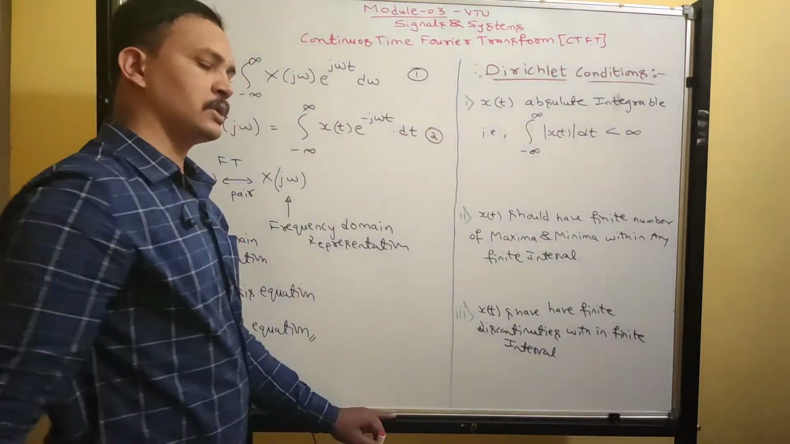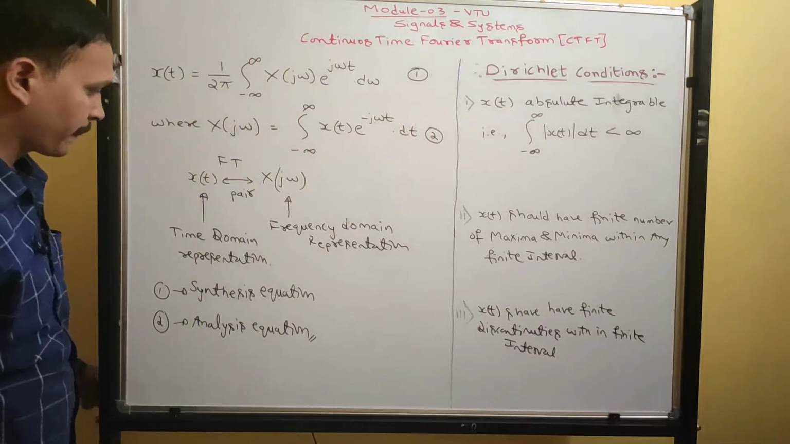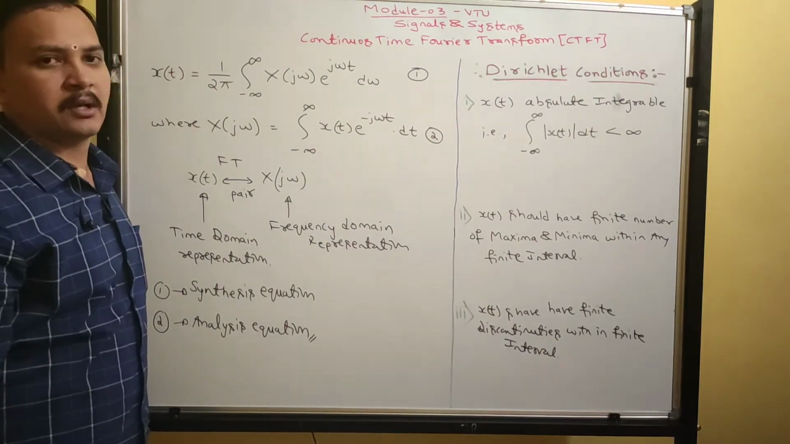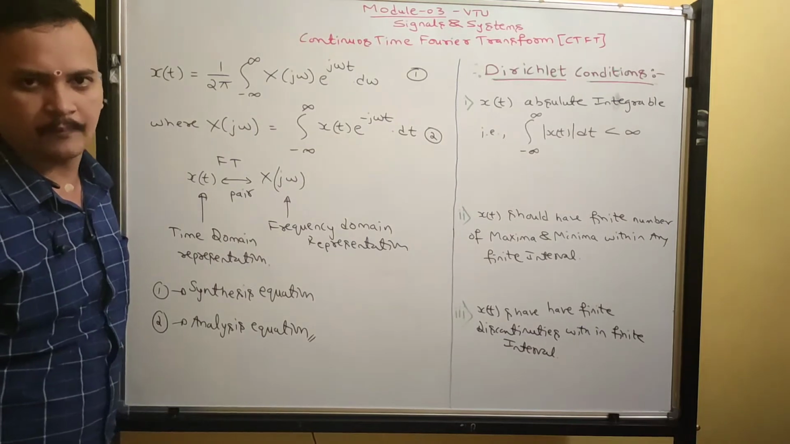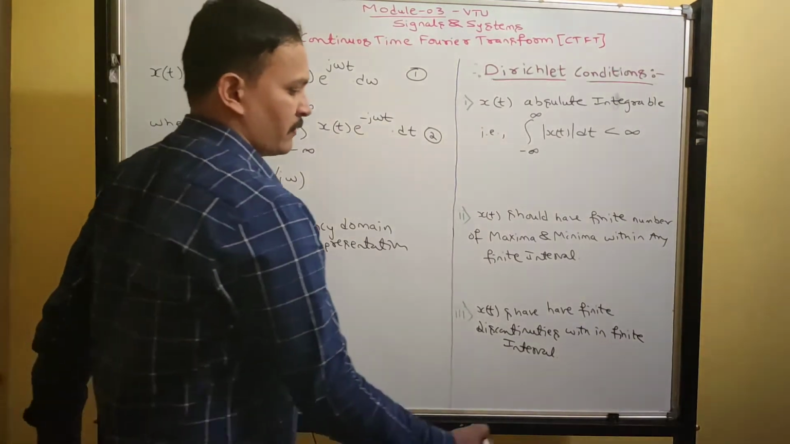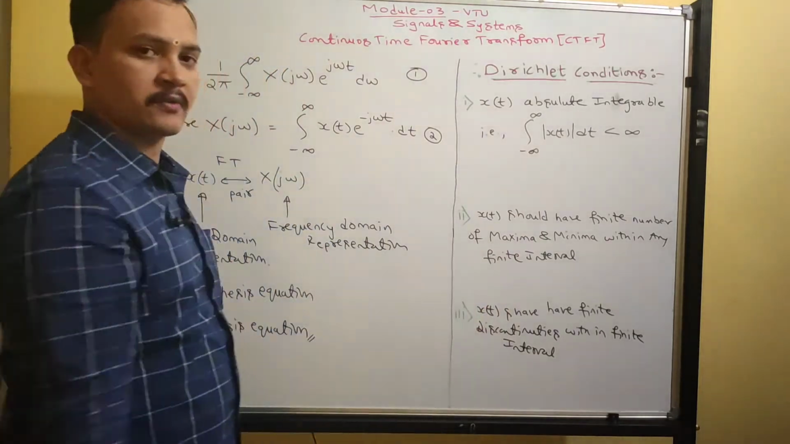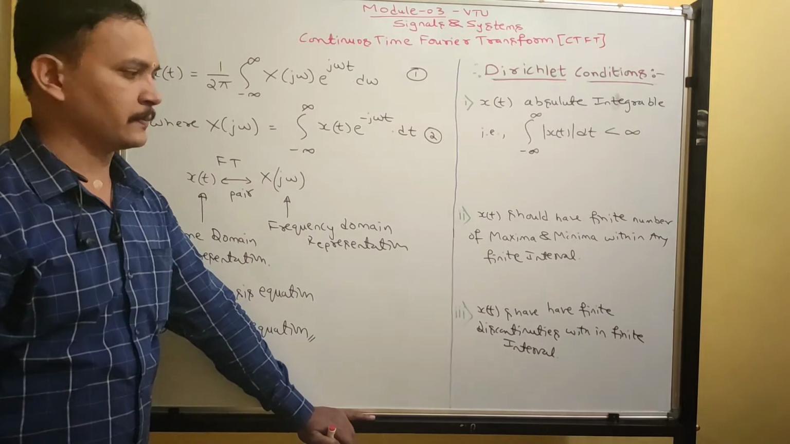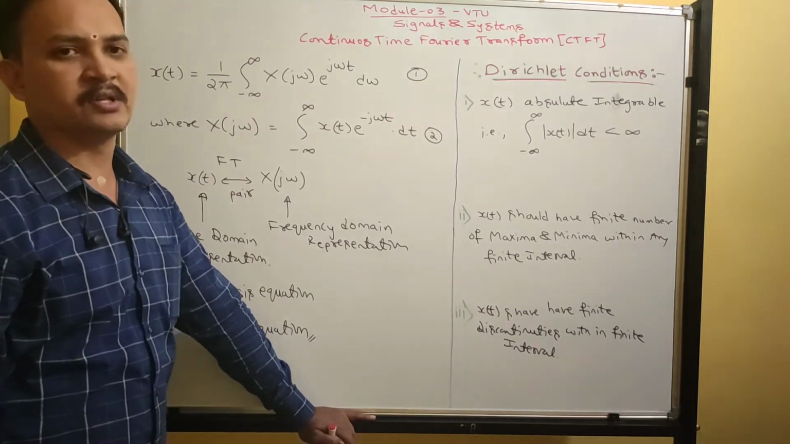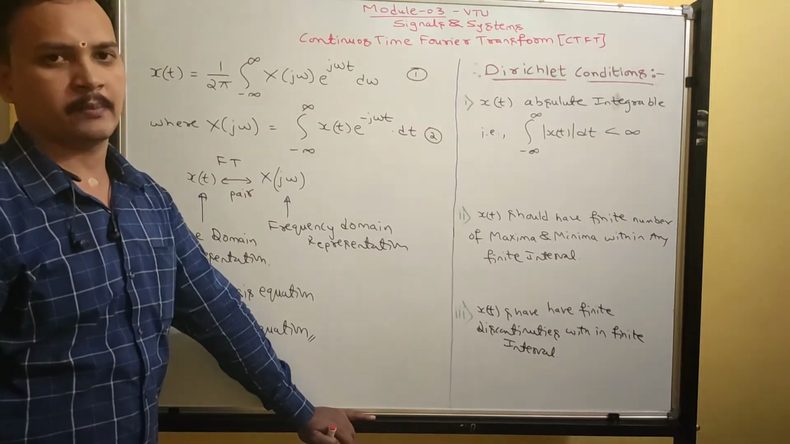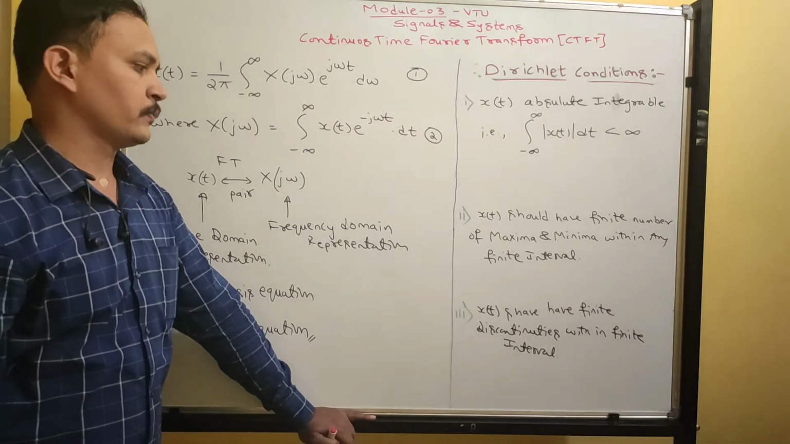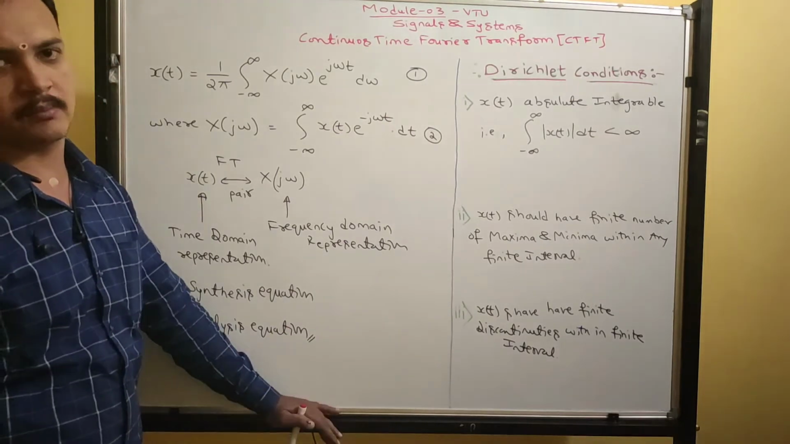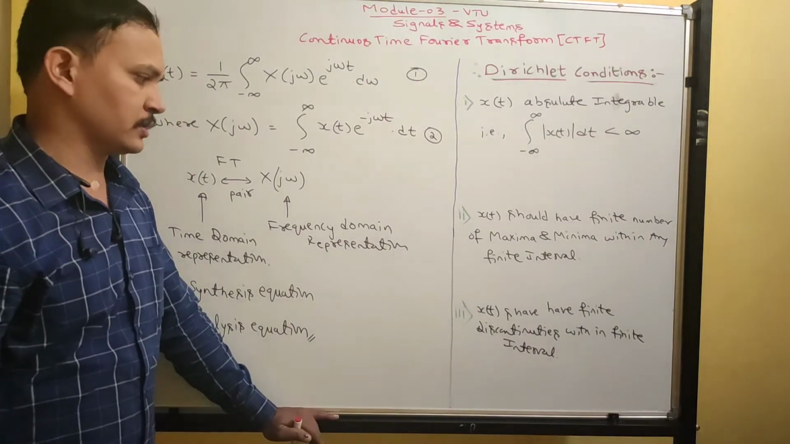If all these conditions are satisfied, then we can get the frequency spectrum of the time domain signal. Got it? However, all these conditions are sufficient conditions but not necessary conditions. They are only sufficient to find the spectrum of the time domain signal, but not necessary.